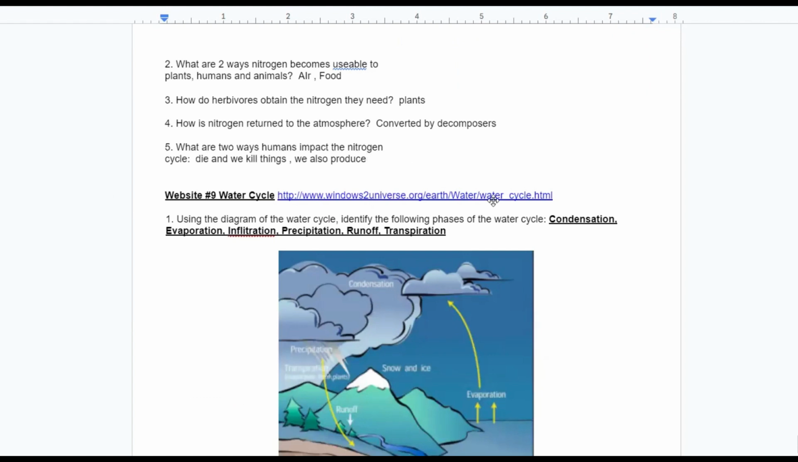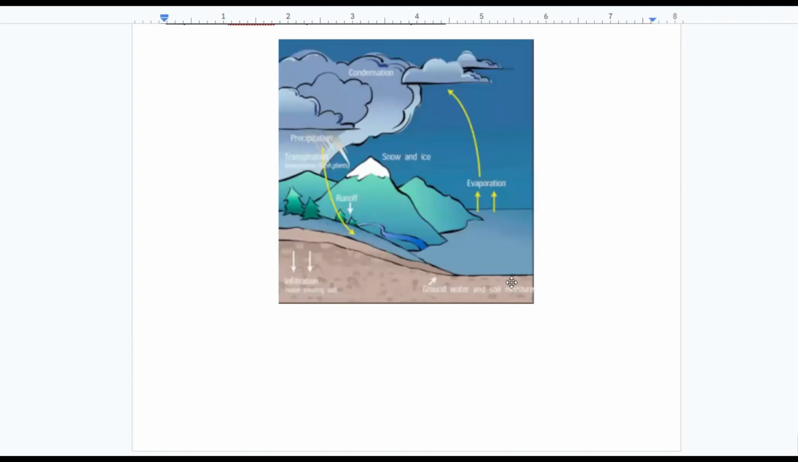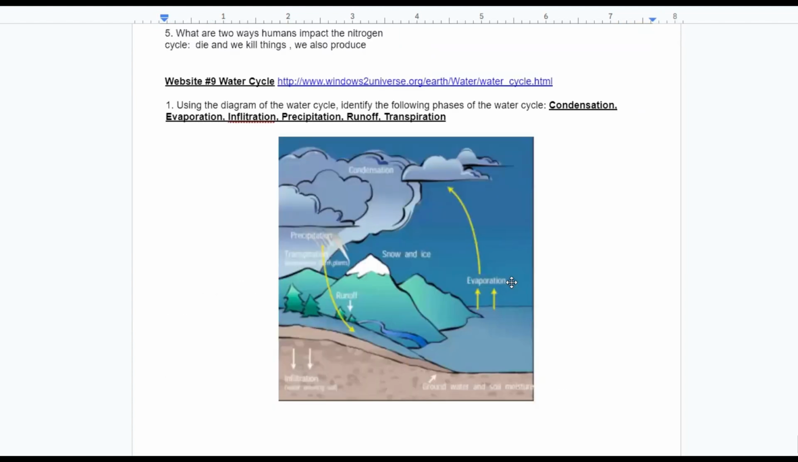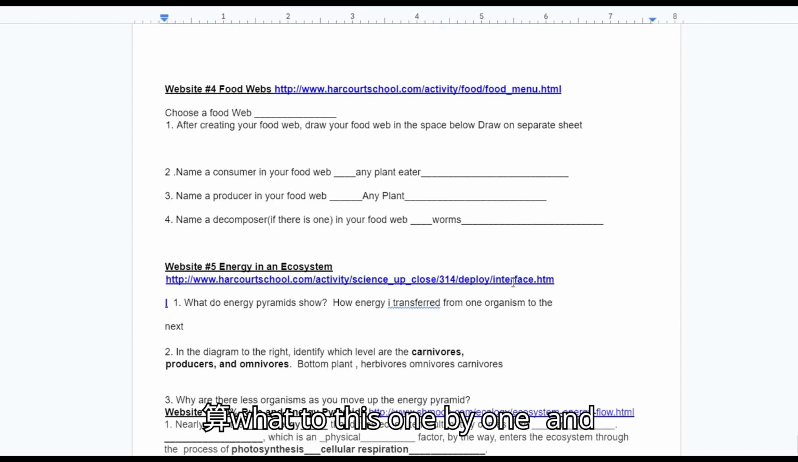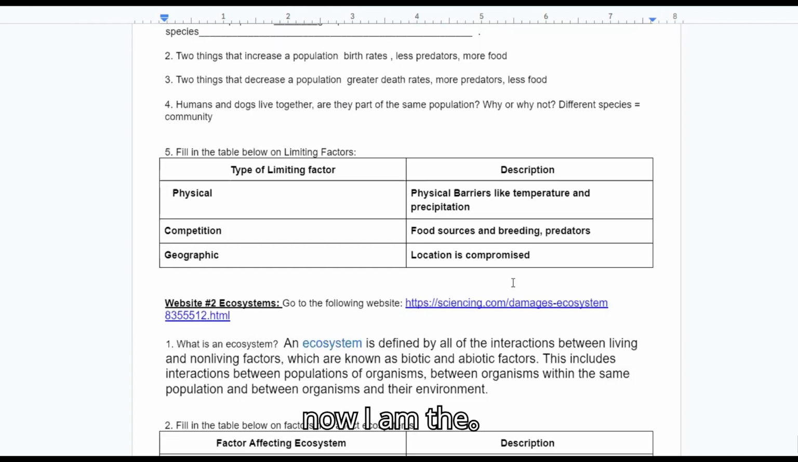Right, using this, we're going to be looking at the water cycle, and that looks like it's it. That's all we did. All right, so students, I went through this one by one, and now I am done.